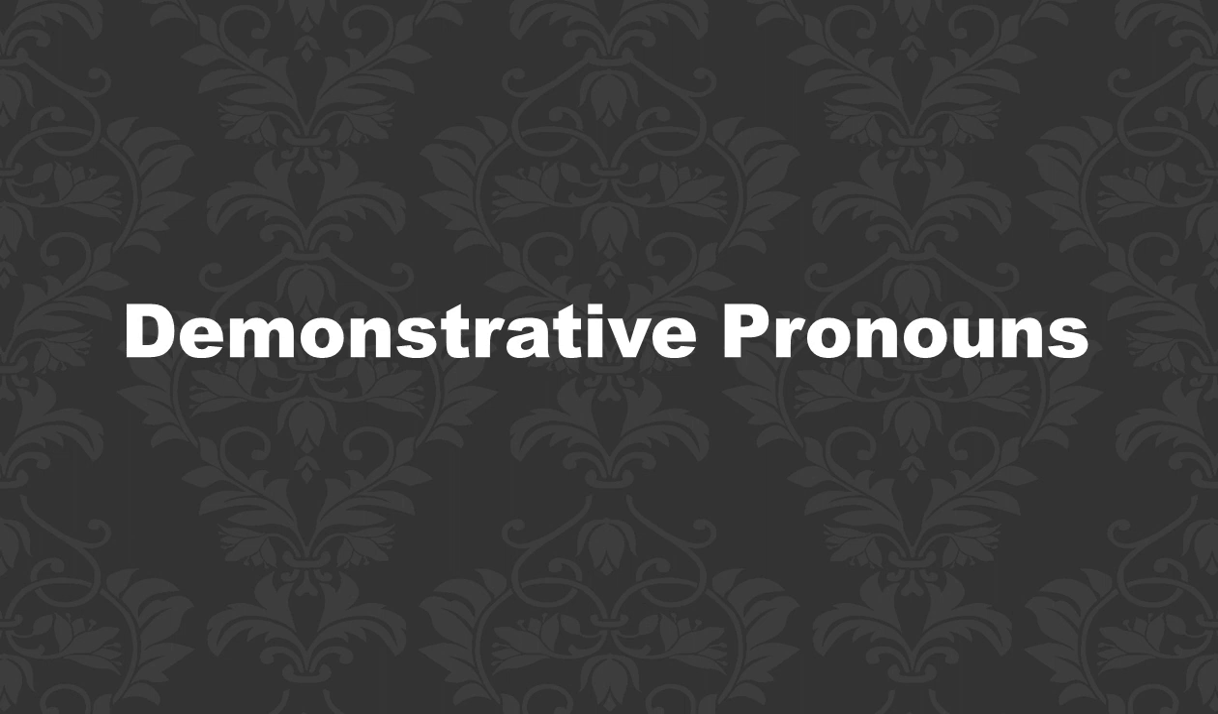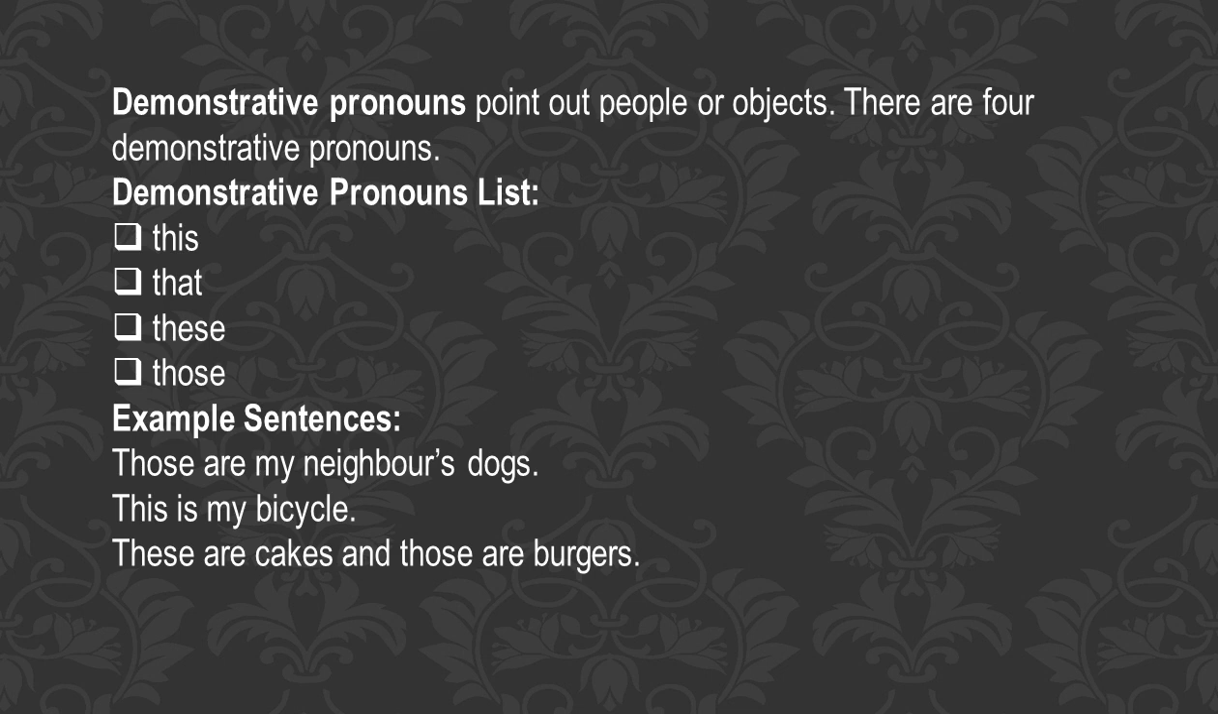The next pronoun, demonstrative pronouns. What do you mean by demonstrative pronoun now? Demonstrative pronouns point out people or objects. There are 4 demonstrative pronouns: this, that, these, those. You have studied these in your previous classes also. This and that are used for pointing out things. This is for nearby things. That is for faraway things. These is for plural things which are nearby. Those is for plural things which are far away from us. For example, those are my neighbor's dogs. This is my bicycle. These are cakes and those are burgers.